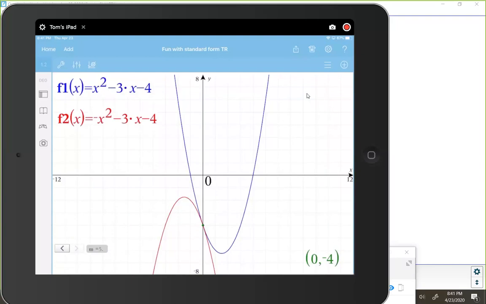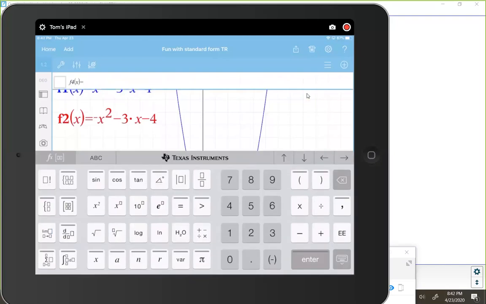So I was wondering if I could get a tangent line that would go through that point and see what its equation would be. I know the y-intercept is already here at -4, but I don't know what the m is. So I created a slider like I did before, and I'm going to bring in f3 that I typed in as f3 of x equals some number m times x minus 4.